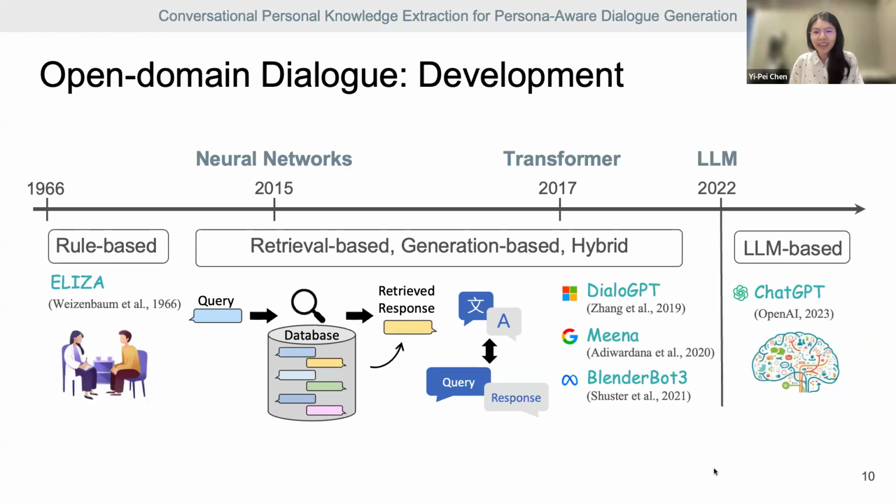And then recently, everyone knows that large language models are game changers. Like ChatGPT, they dramatically shifted the landscape of dialogue systems, and they can provide fluent, context-aware, and human-like interactions.